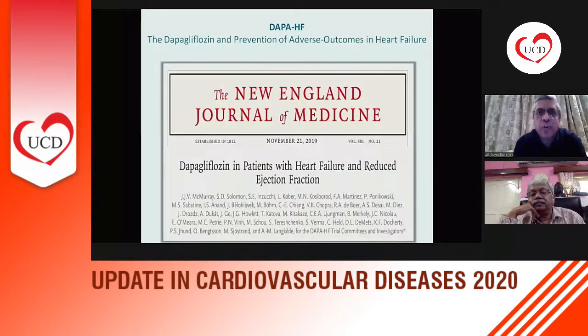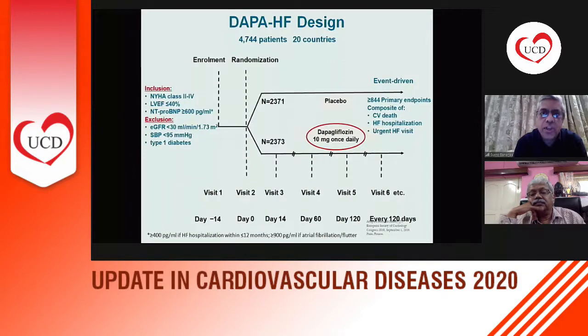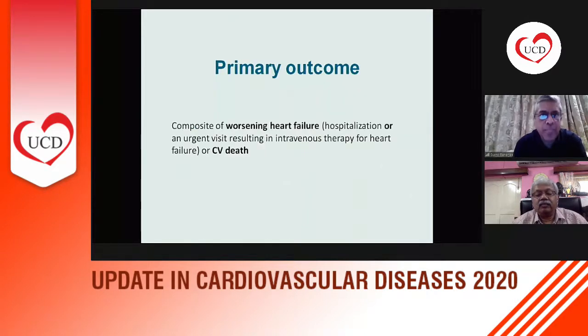The answer came from the DAPA-HF study, which included patients with NYHA class 2 to 4 and ejection fraction 40% or less with elevated NT-proBNP, and put them either on dapagliflozin 10 milligram or placebo. The primary outcome was a composite of worsening heart failure or cardiovascular death. Worsening heart failure was defined as either hospitalization due to heart failure or an urgent visit resulting in intravenous therapy for heart failure.